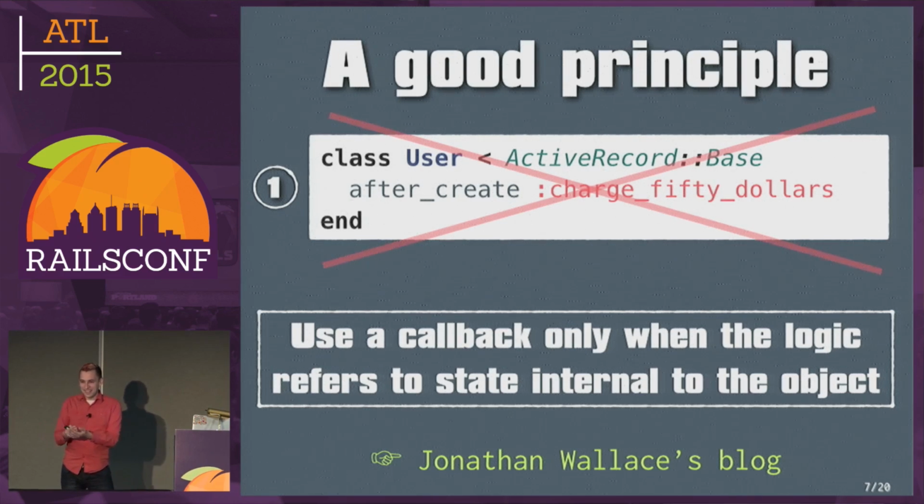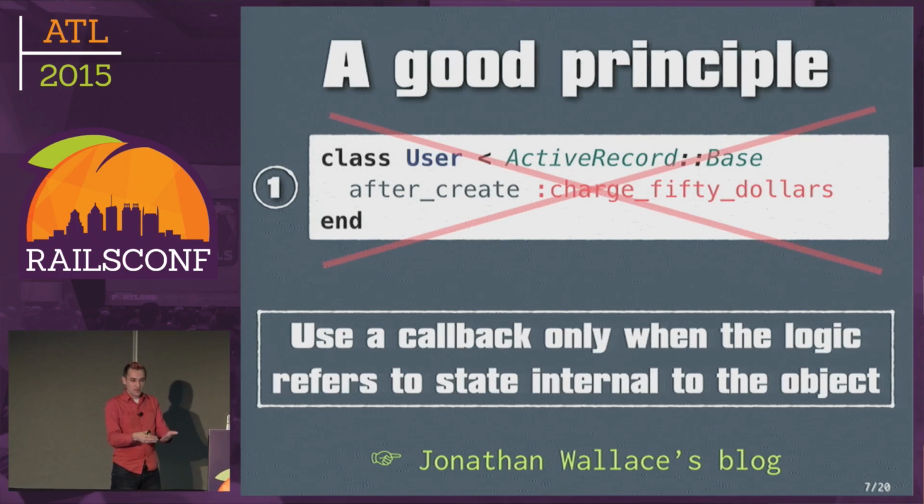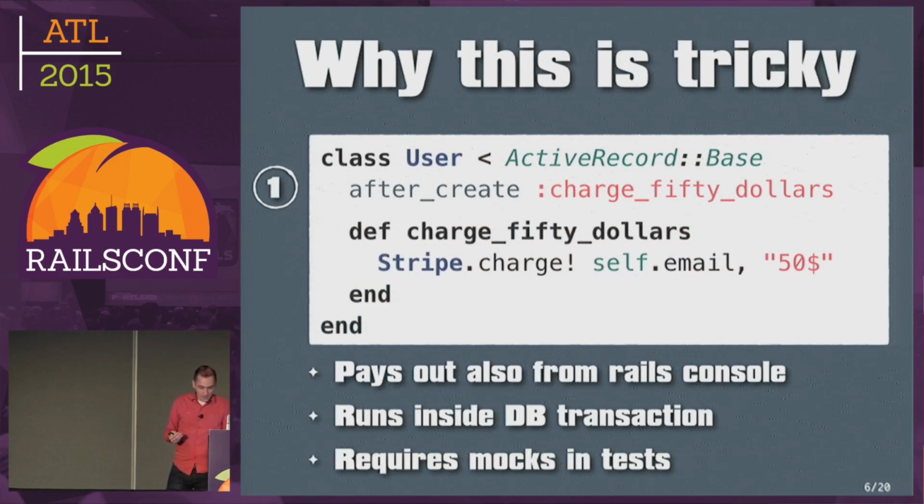So the answer to your question is, you can technically do whatever you want with a callback because it's just a method. But to keep sanity and to keep the business logic where it's meant to be, my advice would be to follow this rule. An example I made here is, if you have a callback like this, that says after you create a user, you're going to charge this user $50 on Stripe.